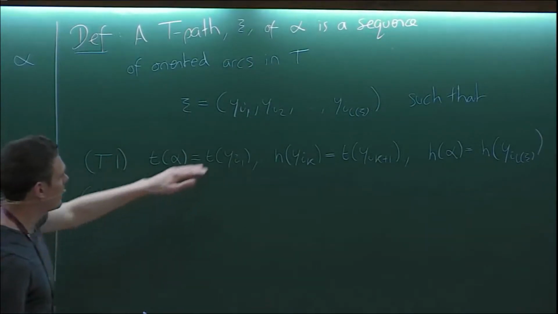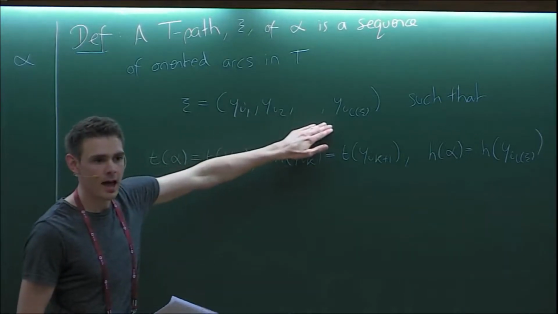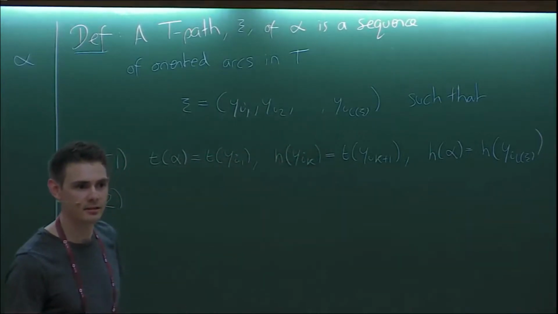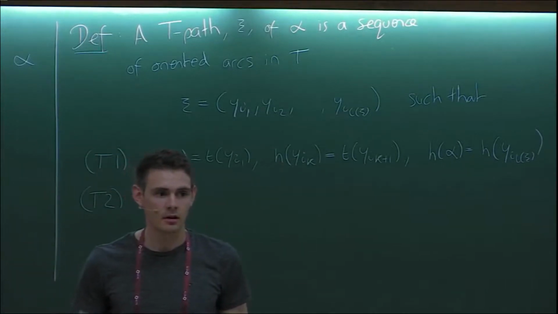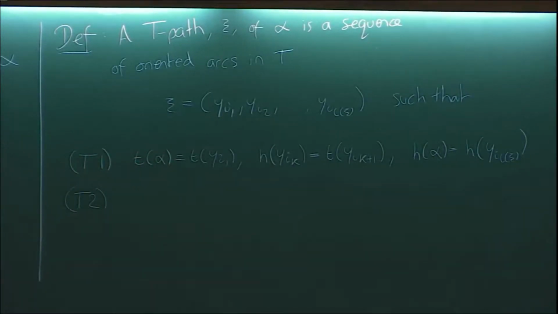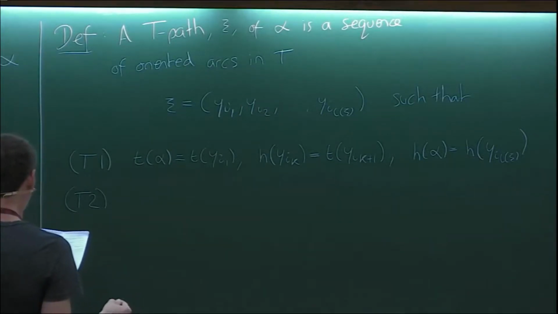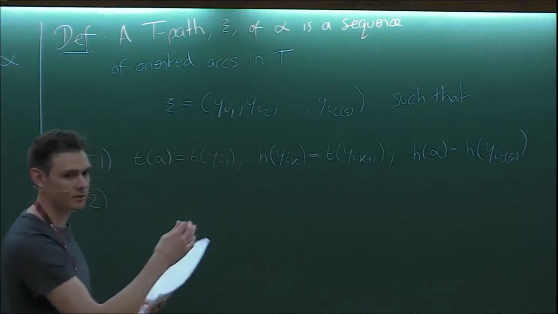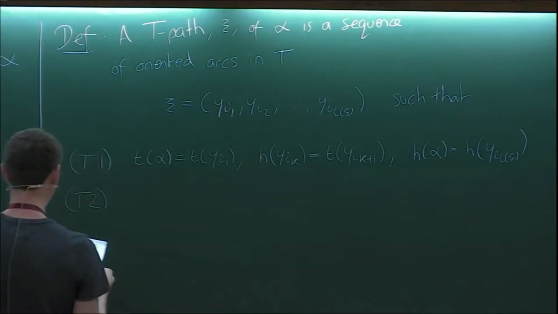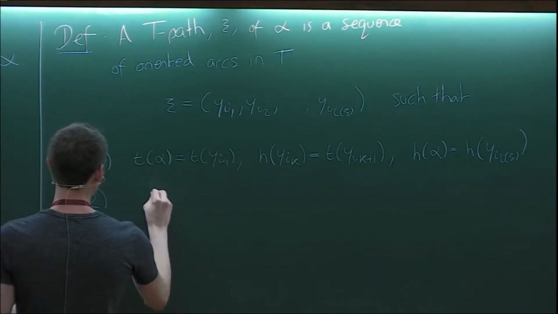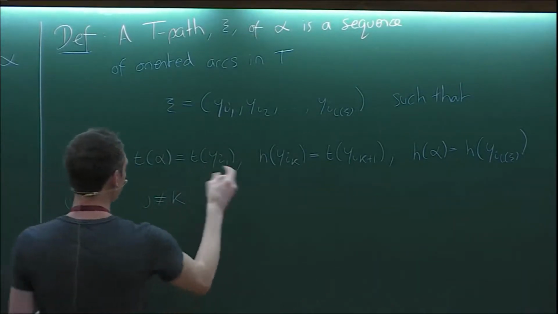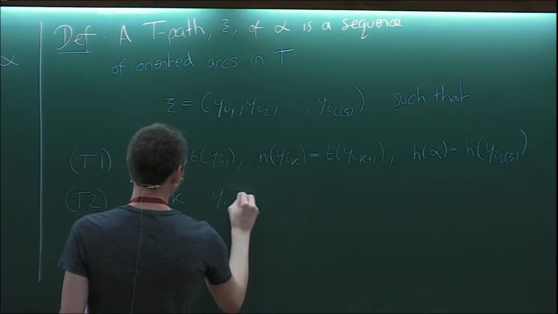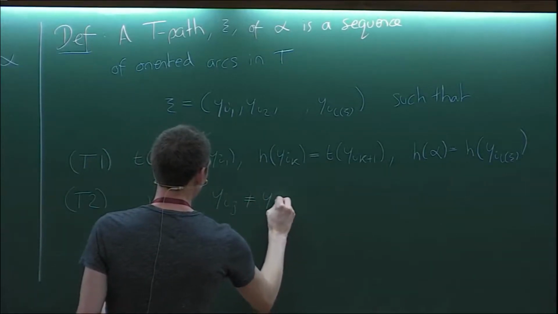So the second condition is essentially saying in this sequence of arcs, any arc can appear at most once. Yes? Oh no, yeah, this is a triangulation as introduced by Jacob, right? It's just some maximal collection of pairwise non-intersecting arcs. Right. So the second condition is just saying that out of these arcs, at most one can appear. So said a different way, if j is not equal to k, then gamma ij is not equal to gamma ik.